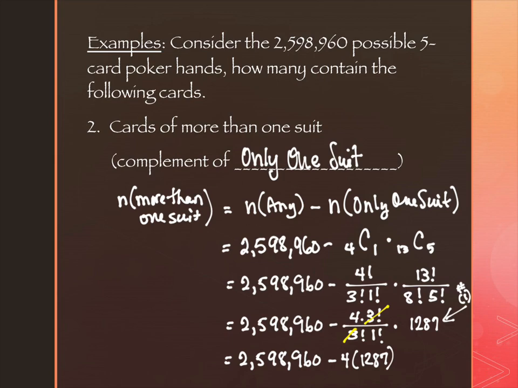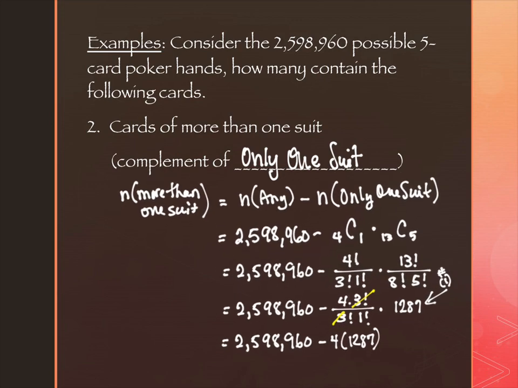So if you take 4 times 1287 and you subtract it from 2,598,960, what will you get? 2,593,812. So 2 million, still almost 2,600,000, right? It's not changing it that much. Different hands of cards are going to have more than 1 suit. Not necessarily more than clubs, but more than 1 suit.